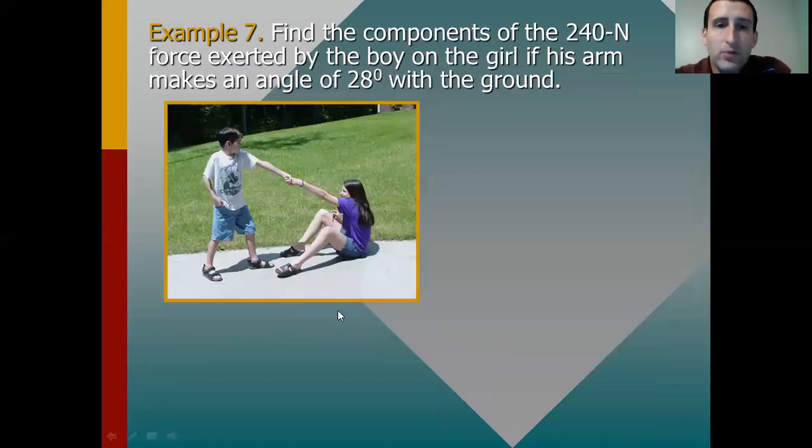Another example, this one, another forces one, not a donkey this time, but somebody being helped off of the ground. They're pulling upward at an angle. Again, this is something that happens in life all the time, right? We exert forces and our forces aren't always all horizontal or all vertical. They're partially horizontal and partially vertical. So we need to be able to examine those individual pieces.